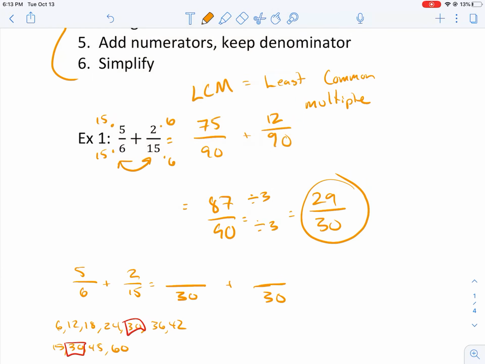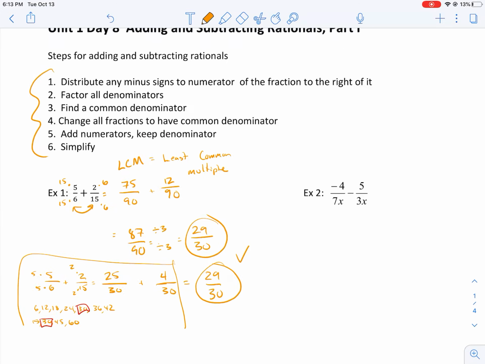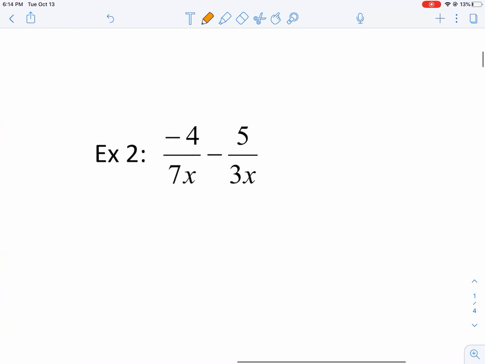So anyway, to get to 30, I had to multiply by 5, so I multiply the top by 5. 5 times 5 is 25. Over here, I had to multiply the bottom by 2 to get to 30, so I multiply the top by 2, and I get 4. And lo and behold, what do I get? 29 over 30. So both methods work the same. I prefer this one just because it's less steps and it involves a little intuition as far as your multiplication table. Let's look at example 2.